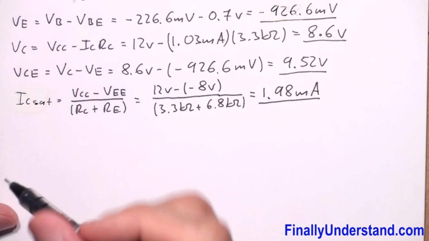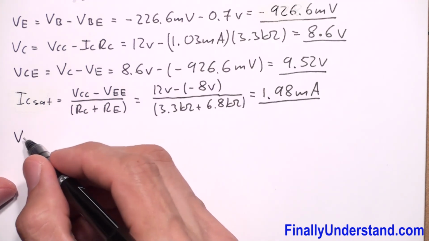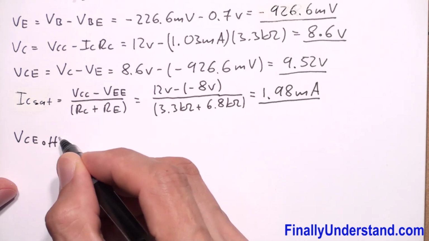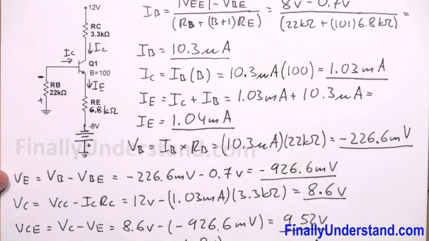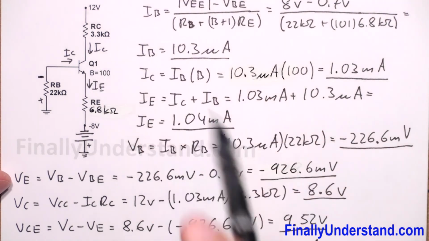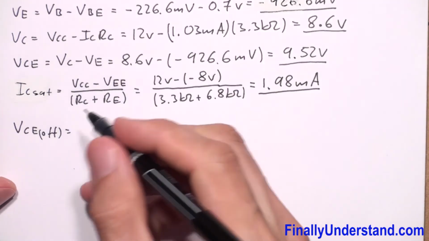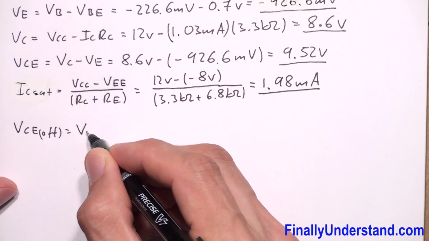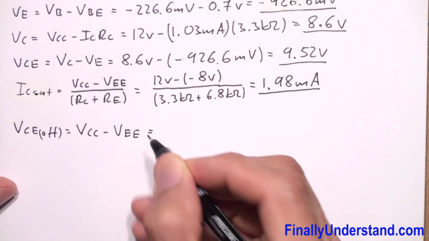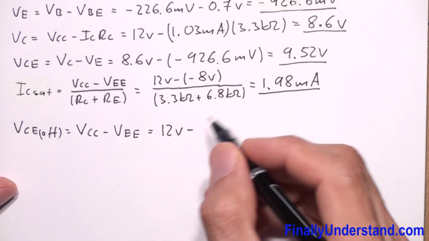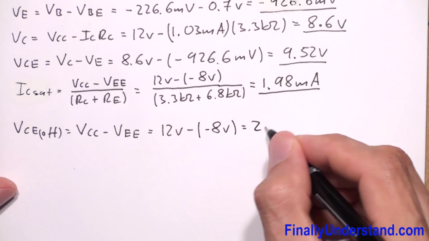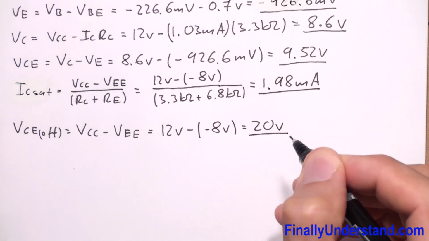So next we're supposed to find VCE off. This is the voltage between the collector and emitter when the transistor is not conducting. So the formula says this is equal to VCC minus VEE. So this is equal to 12 volts minus negative 8 volts, which is 20 volts. Now we can say that the problem is solved.